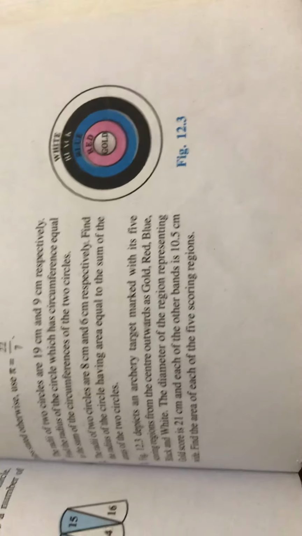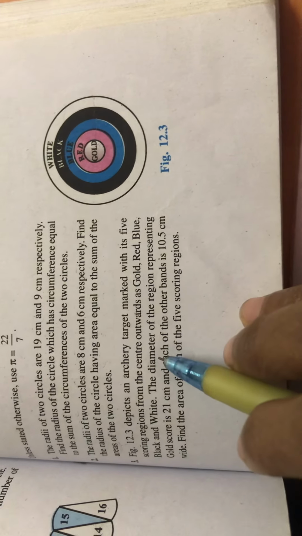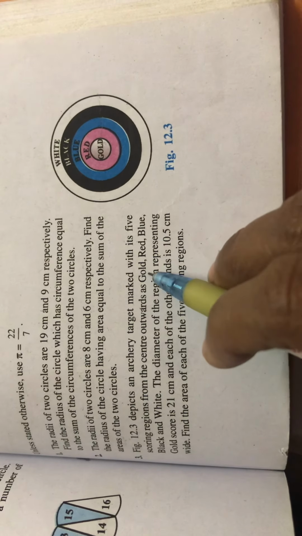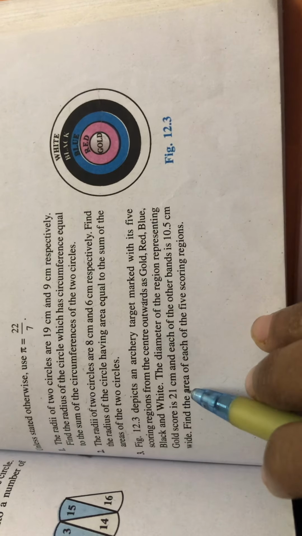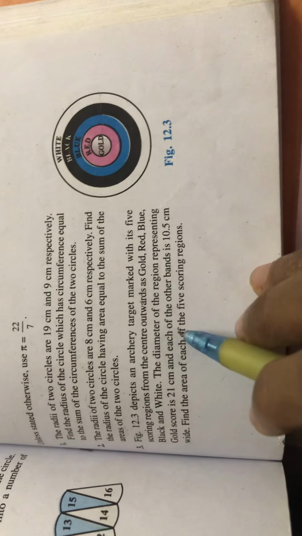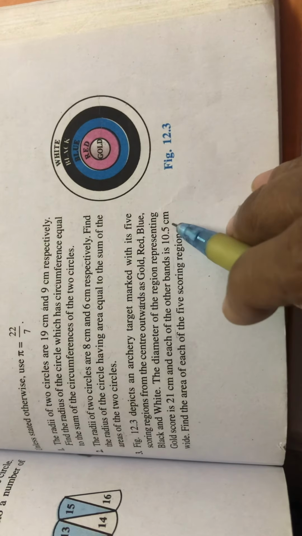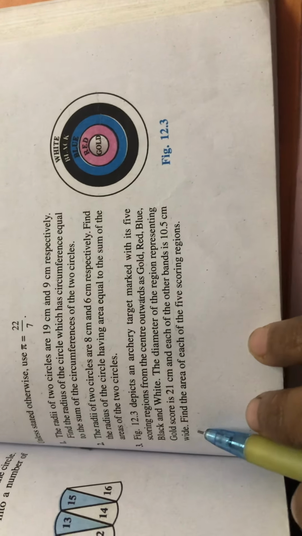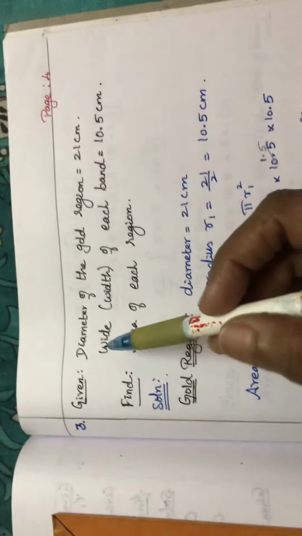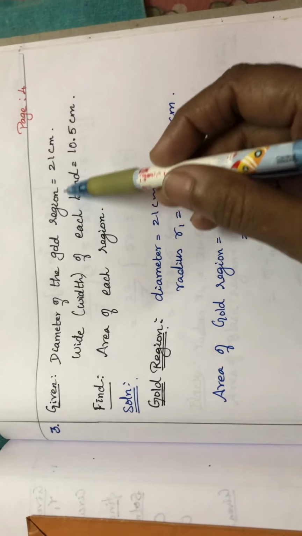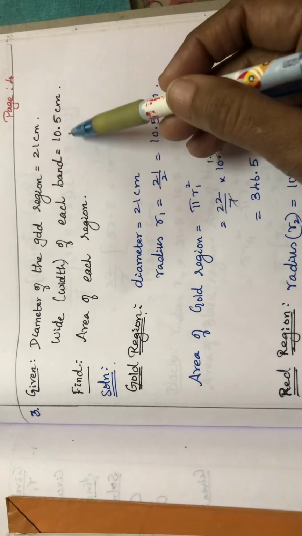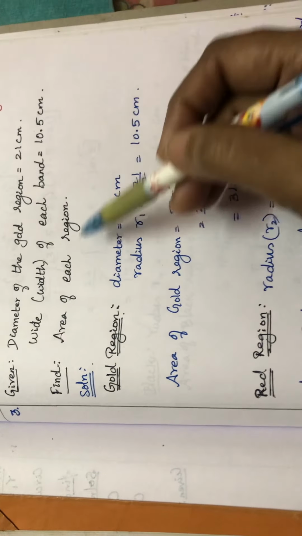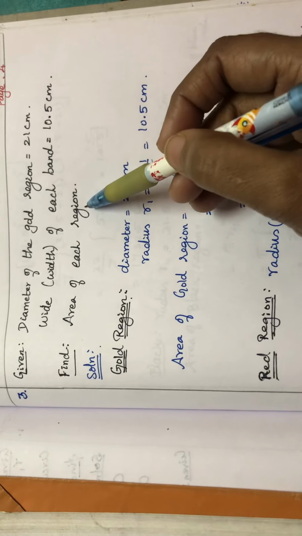So from the question, the information given is 5 regions: gold, red, blue, black and white. The diameter of the gold region is 21 centimeter. Each succeeding band is 10.5 centimeter wide. We are supposed to find the area of each region.